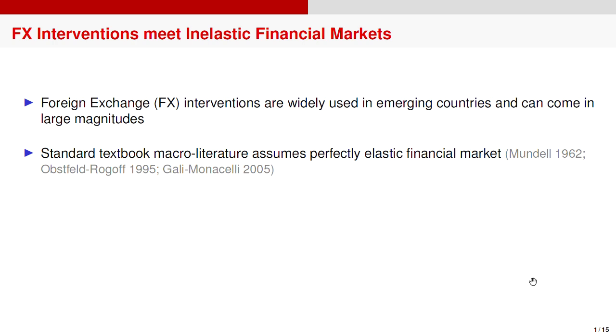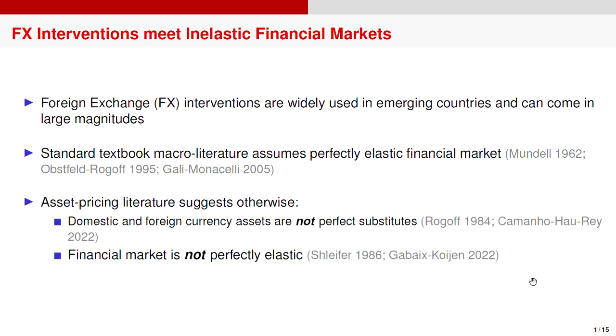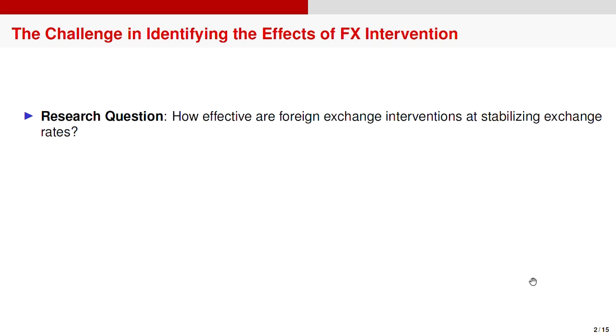However, the asset pricing literature predicts otherwise. They say that home and foreign assets are far from being perfect substitutes, and the financial markets are far from being perfectly elastic. Therefore, from an asset pricing point of view, we have reasons to believe that interventions do have traction on exchange rates. With this controversy in mind between the macro literature and asset pricing, let me introduce the research question of this paper, which is exactly how effective are interventions that stabilize exchange rates?